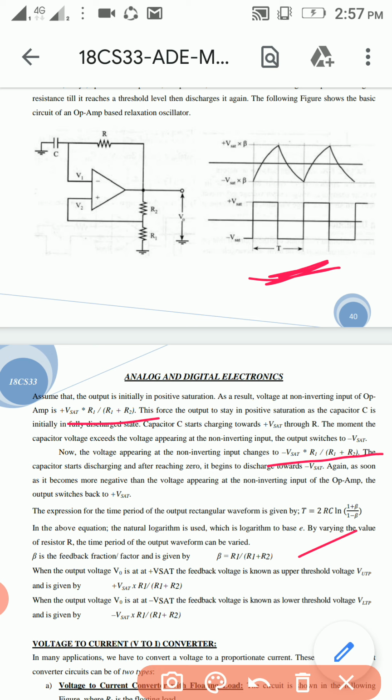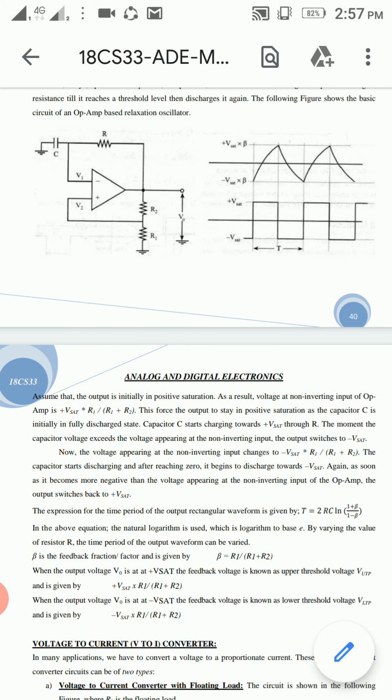This is about the relaxation oscillator. A relaxation oscillator is an oscillator which produces non-sinusoidal waveforms. It might be a sawtooth, a triangular, or a rectangular waveform. The time period of that output waveform depends on the time period of the capacitor which is present in the oscillator circuit. When initially it is in discharge state, once it starts charging, it will move towards positive V saturation. Once it starts discharging, it moves towards minus Vsat. That is what the graph indicates. That many expressions we have to remember.